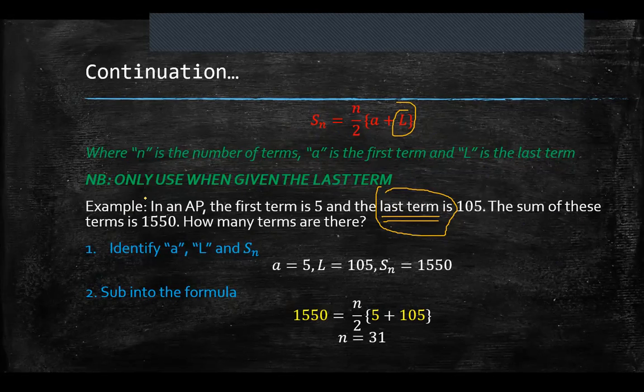The sum of these terms is 1,550. How many terms are there? They want n. They told me that the sum of these terms is 1,550. So this is S of n. First term is 5, so 5 is A. And then they told me the last term is 105. So that's my L.